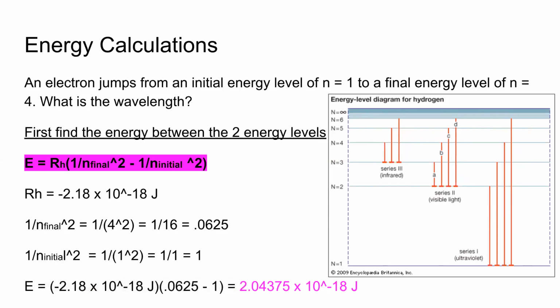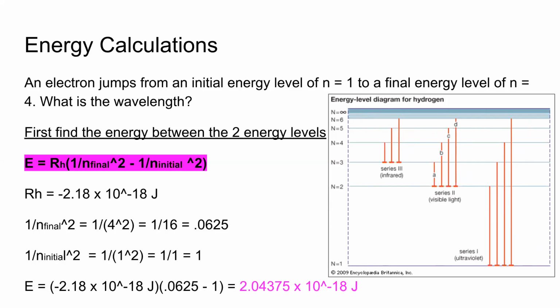So E is equal to negative 2.18 times 10 to the negative 18 joules times the difference in the energy levels, and that's where you get 2.04375 times 10 to the negative 18 joules. Now, the question is asking for wavelength, but now we have the energy.